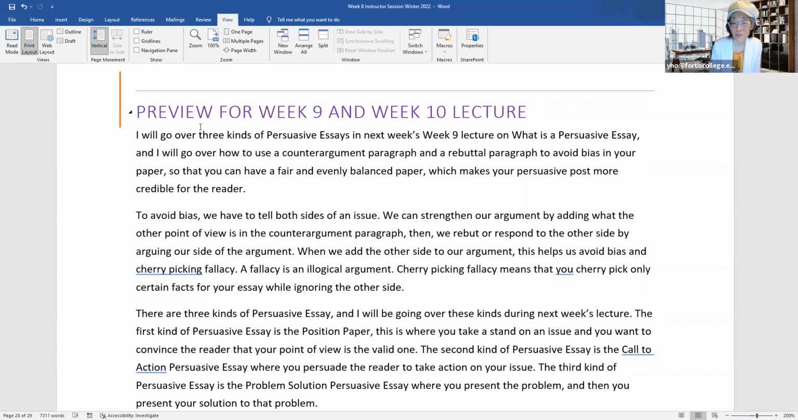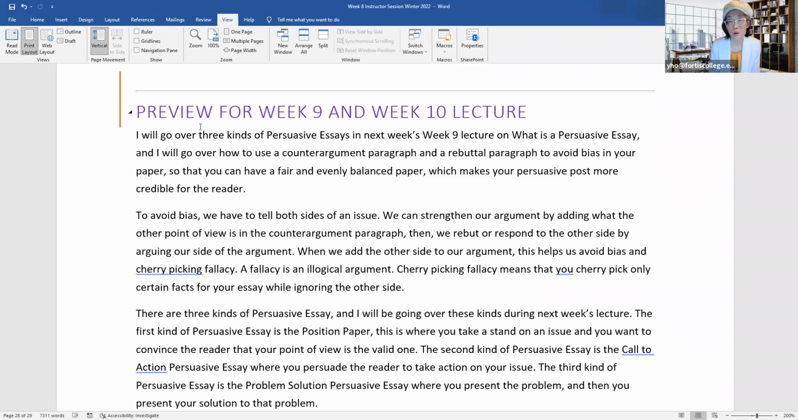You take a position. The second kind of persuasive essay is a call to action persuasive essay, where you want the reader to do something. So let's say you describe in your essay some kind of social injustice. Then, call to action. In the conclusion paragraph, you want the reader to get up and do something, pass legislation or attend a protest or call your senator. Okay, so that is called a call to action persuasive paper.